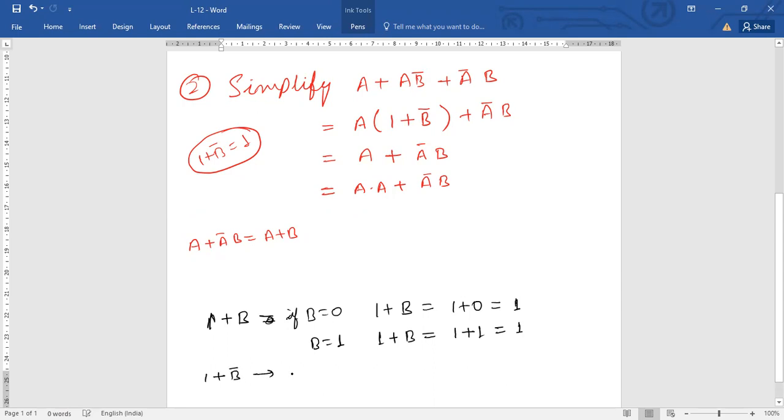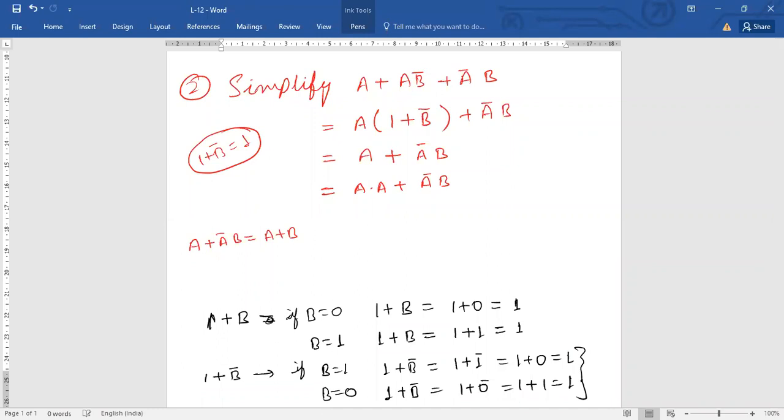So in this case, if I put b equal to 1, then what will be the value of 1 plus b bar? That is 1 plus 1 bar, means 1 plus 0, means 1. Okay, now let us put b equal to 0. So what will be the value of 1 plus b bar? 1 plus 0 bar, that is 1 plus 1, which is equal to 1. Okay, now any doubt?